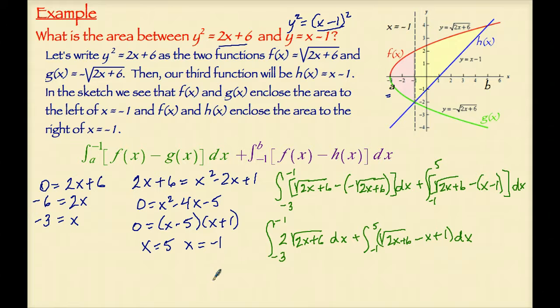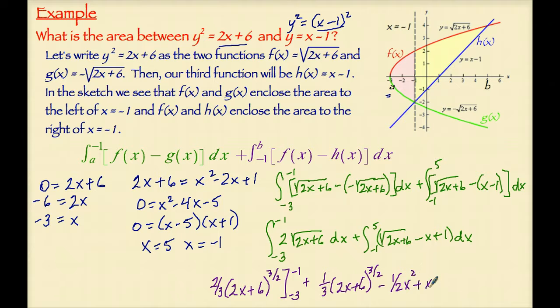When we integrate, we'll get 2/3 (2x plus 6) to the 3/2 power, evaluated from -3 to -1, plus 1/3 (2x plus 6) to the 3/2, minus 1/2 x squared plus x, evaluated from -1 to 5. And when all calculations are done, the value of this integral and the area between those two curves is 18.